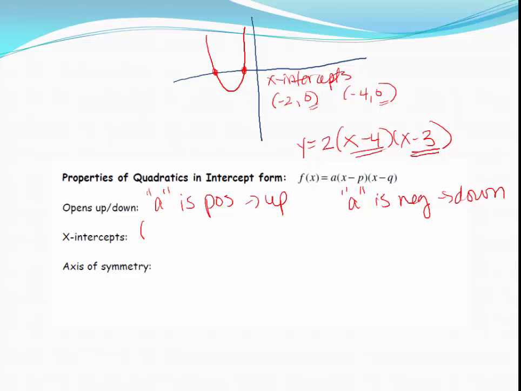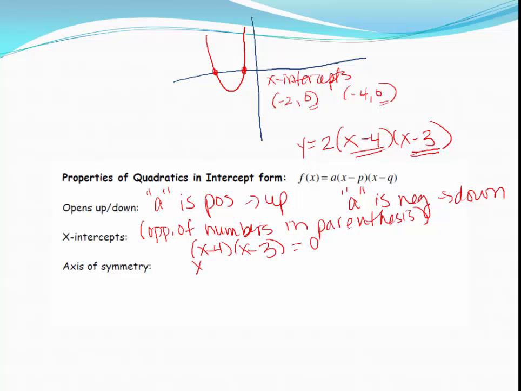Now your x-intercepts are going to be the opposite of the numbers in the parentheses. Now let me explain why here in a second. So remember that this should look familiar from your factoring days. When you have two sets of parentheses next to each other, we're going to set these equal to 0. So I'm going to set each one of these equal to 0. It's called the zero product property. So if I solve that one, I would have to add 4 to both sides to get x alone. And this one I would have to add 3 to both sides to get x alone. So that's why we just say it's going to be the opposite of the numbers in the parentheses.